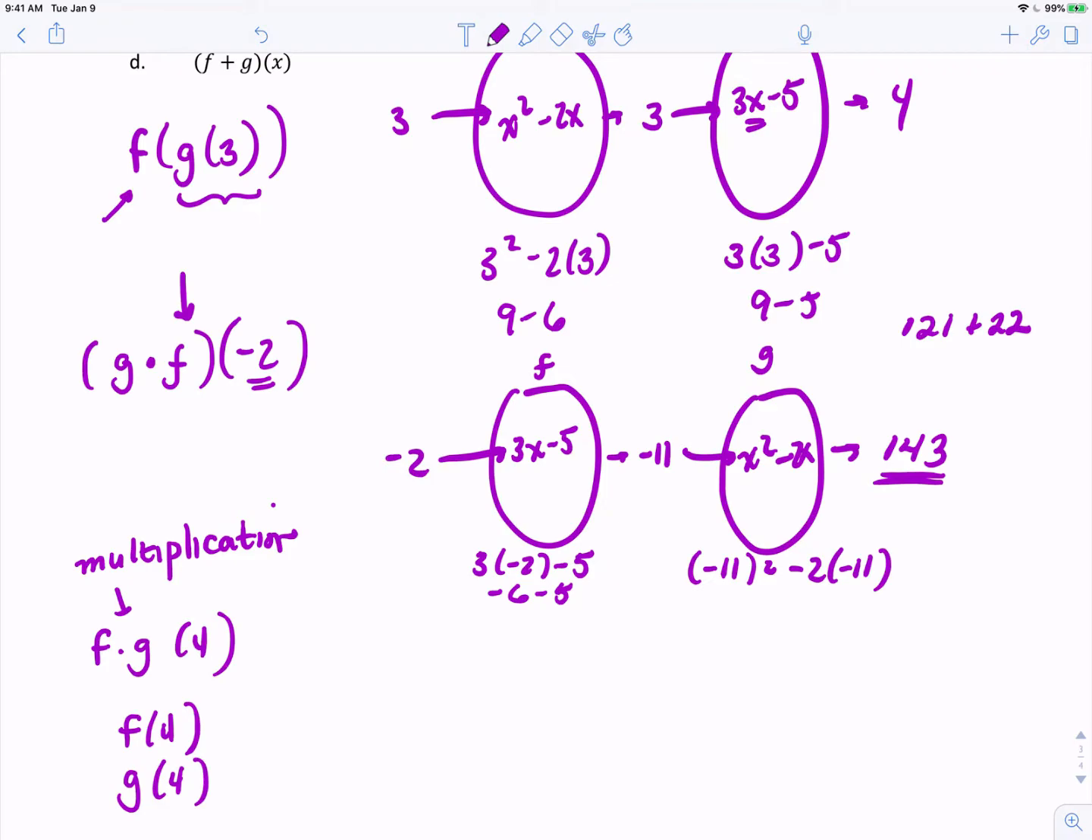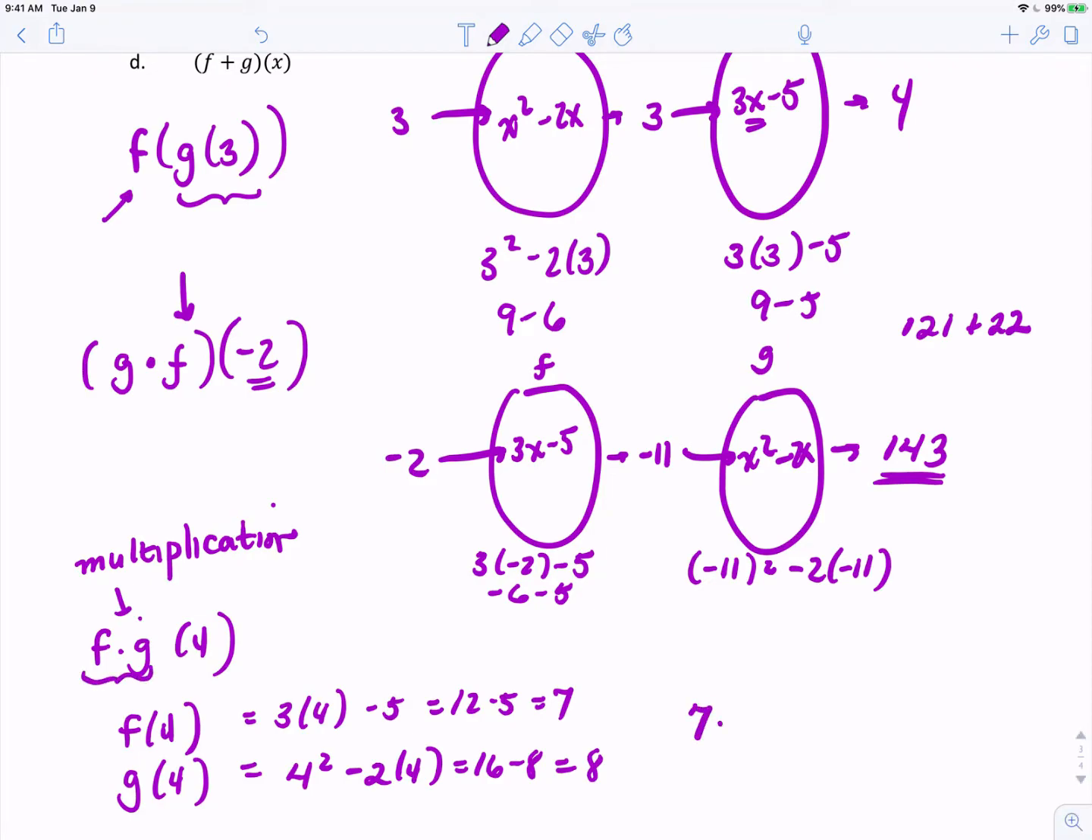So f of 4 would be 3 times 4 minus 5, or in other words, 12 minus 5, or 7. g of 4 would be 4 squared minus 2 times 4, or in other words, 16 minus 8, or 8. And what we're being asked to do here is multiply our answers together. So 7 times 8 would be 56.